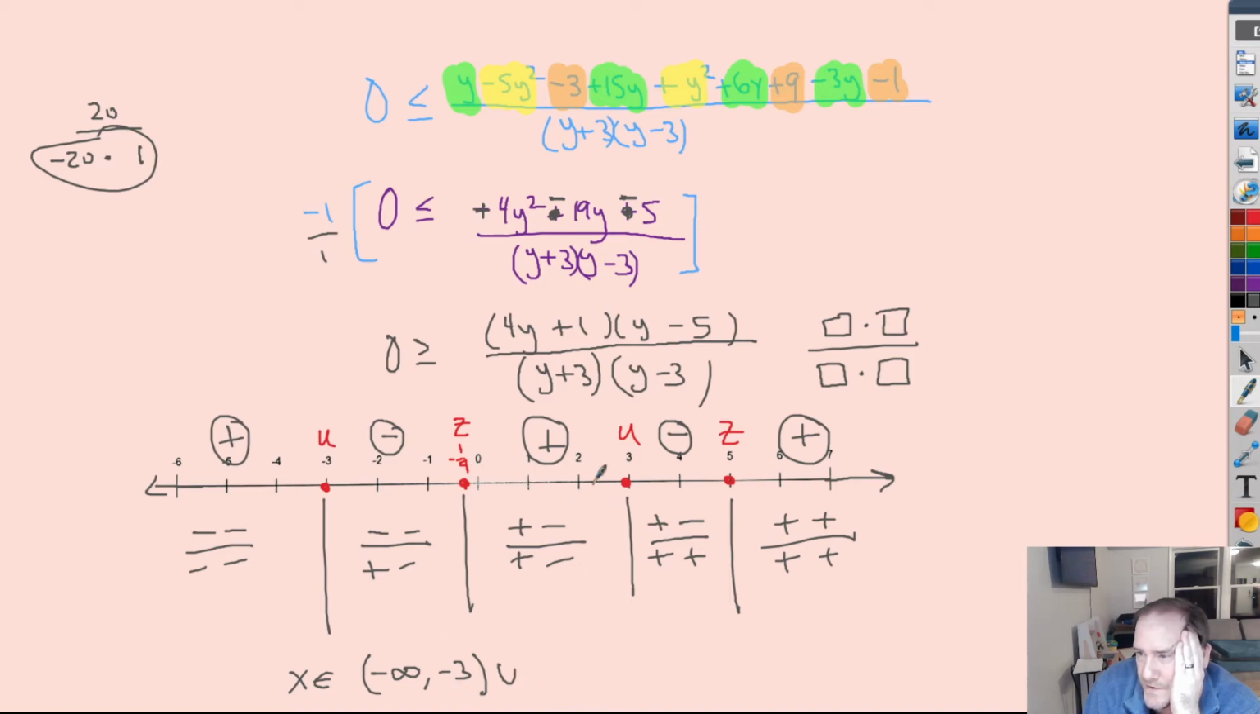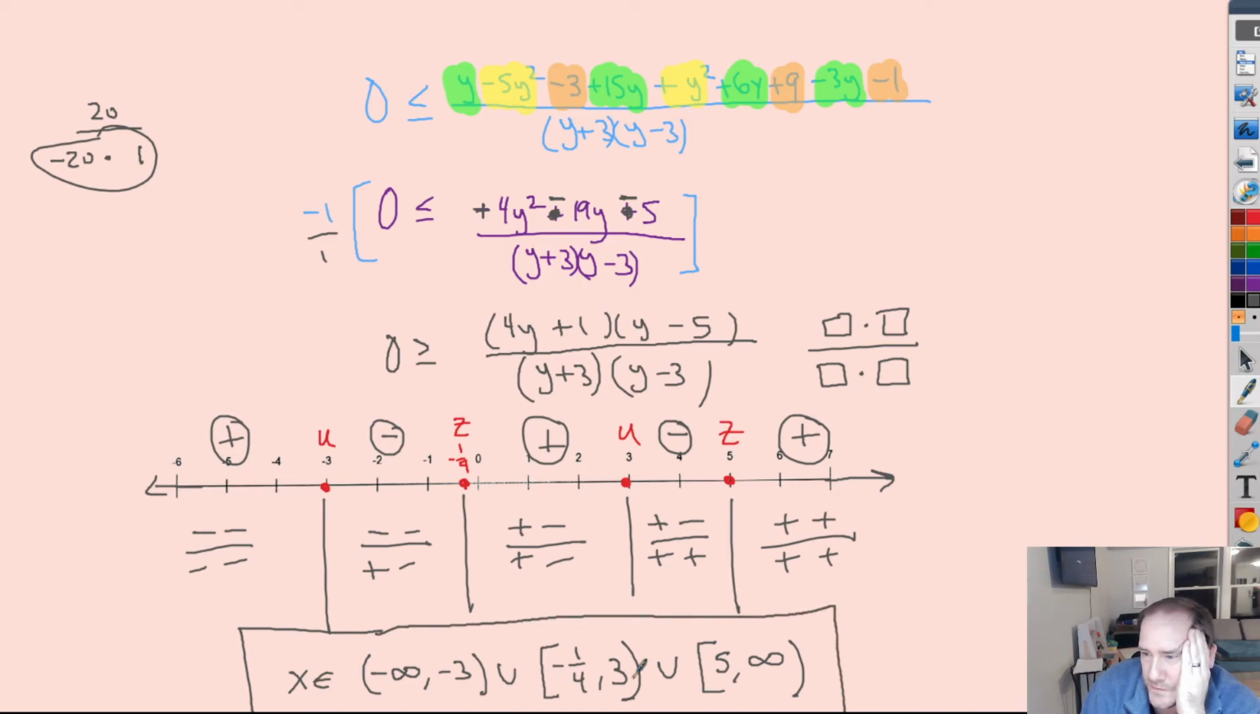Then we'll go union. The next positive interval is from -1/4 to 3. And this time -1/4 is a 0, so that should be included in our solution set, so it gets a hard bracket. 3, again, we're undefined, so soft bracket. Then we're positive again from 5 to infinity. And again, 5 is our actual 0, so include it in the set. Don't include infinity. So there's the solution set for this one. It'll be these 3 intervals. These 2 intervals are closed on the left, but open on the right. That's it.